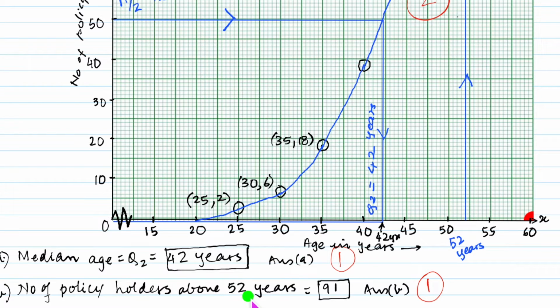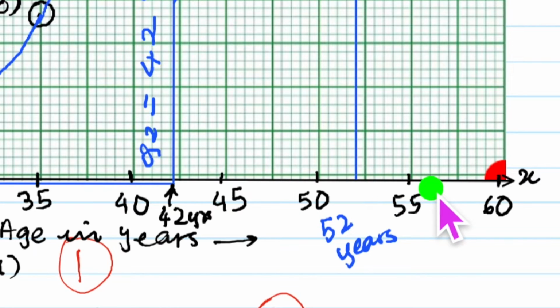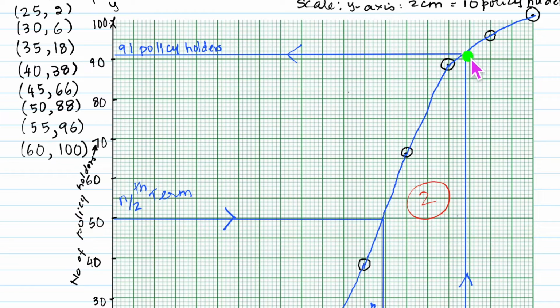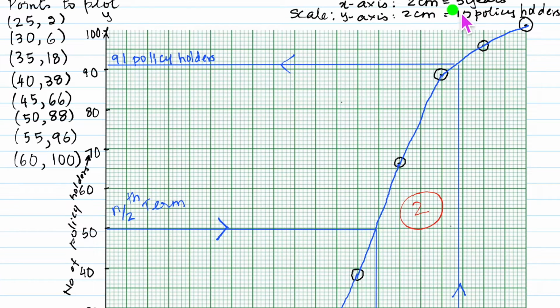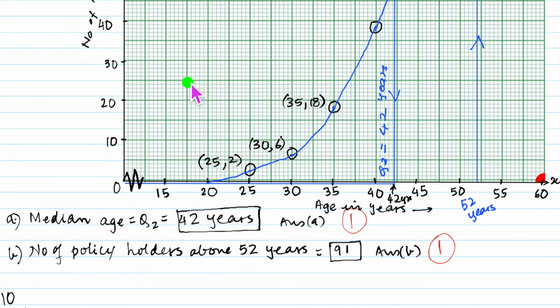And the number of policy holders above 52 years of age. Now 52 years, again this is 50, this is 55. So we take 4 divisions so that it becomes 52 years. We draw the line up to touch the ogive. Where it touches the ogive, the corresponding value over here is 91. So 91 policy holders. Make sure that you're writing the scale on your x-axis and y-axis. And once we have got the values, we write the values here. Number of policy holders above 52 years, that is 91, and that is your 1 more mark.